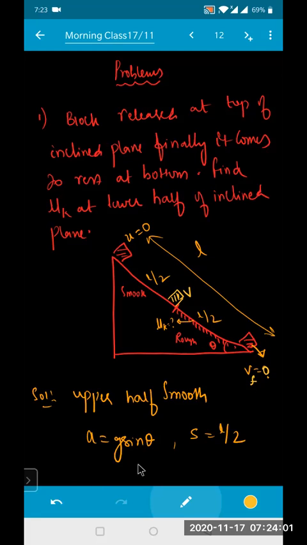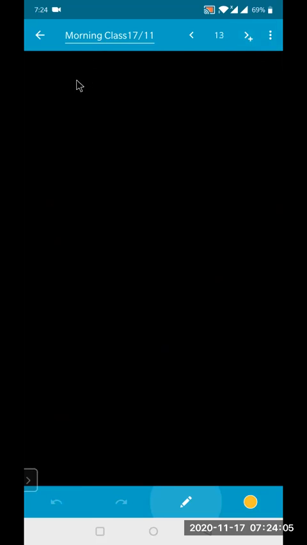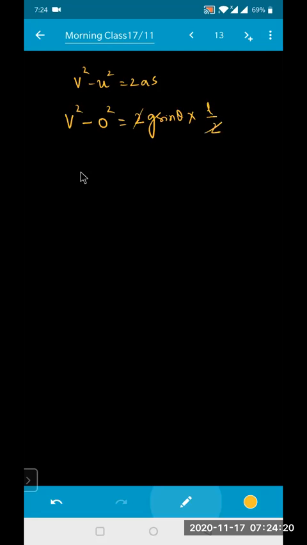I can calculate with what velocity it reaches this position using the relation v square minus u square equals 2 a s. So v square minus 0 equals 2 times a, which is g sine theta, times the distance traveled, L by 2. The 2s cancel, so v square equals g sine theta into L. This is equation number 1.